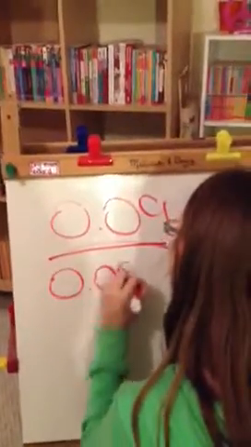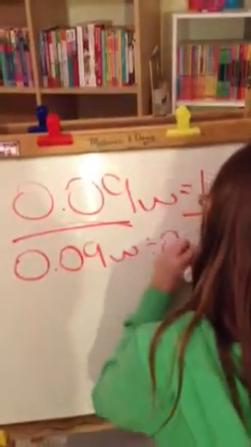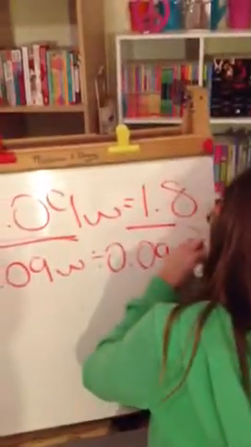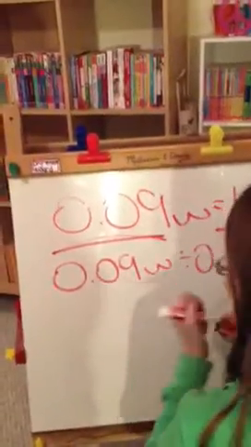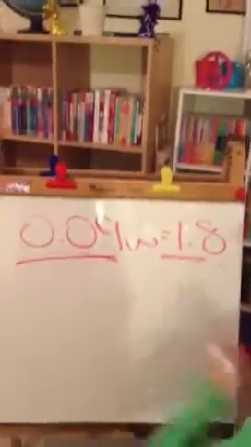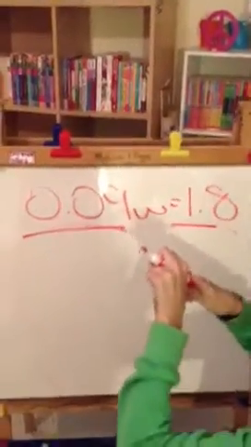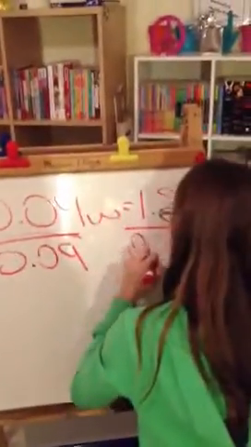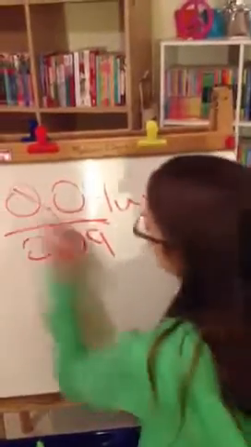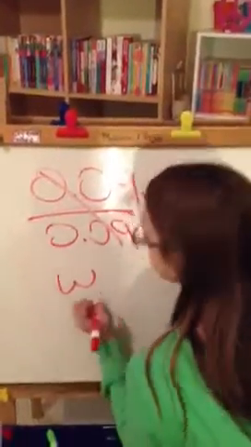So what you got to do here is you can either just put the line and divide it, or you can write it out and say 0.09 W divided by 0.09 equals 1.8 divided by the number, but I can't fit it. So I'm just going to do it the other way, so I can show you how it works out both ways, because I don't have space. So you're going to do 0.09 divided by 0.09 on both sides, and that cancels out and equals 1, which leaves W all alone.